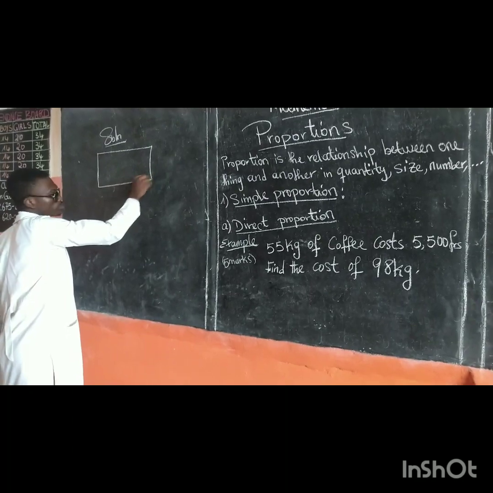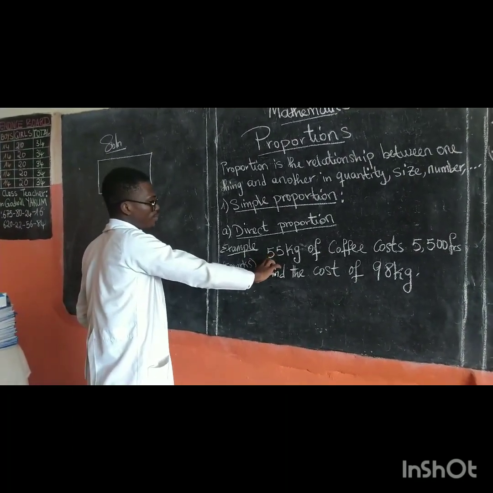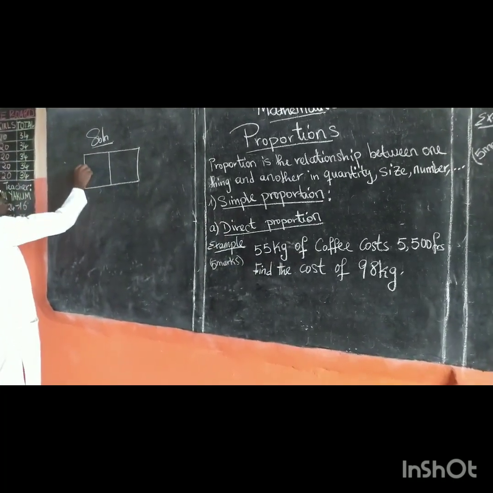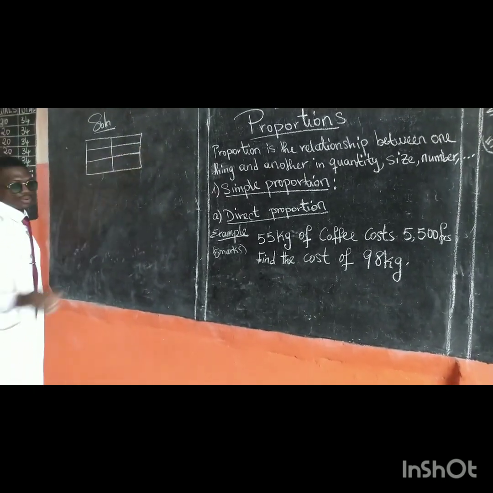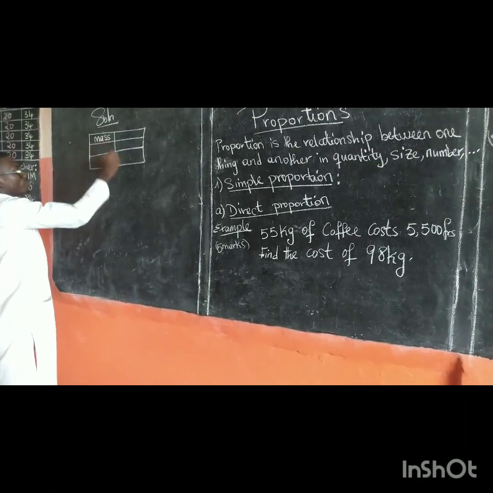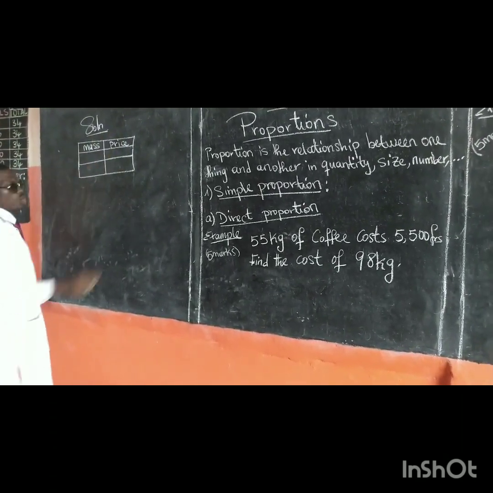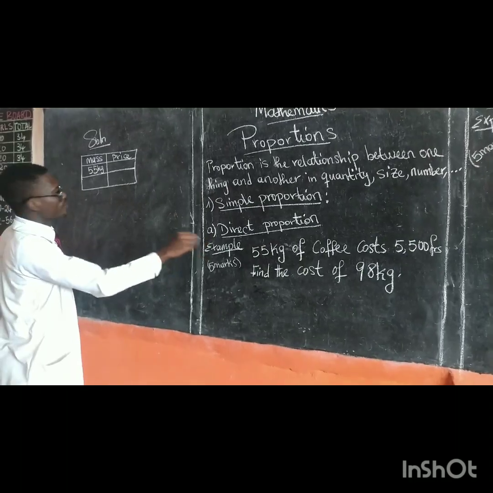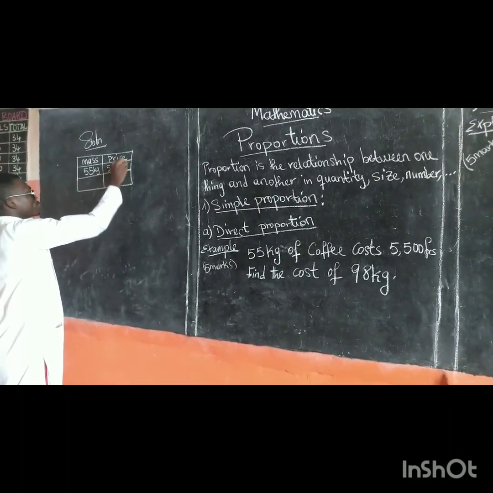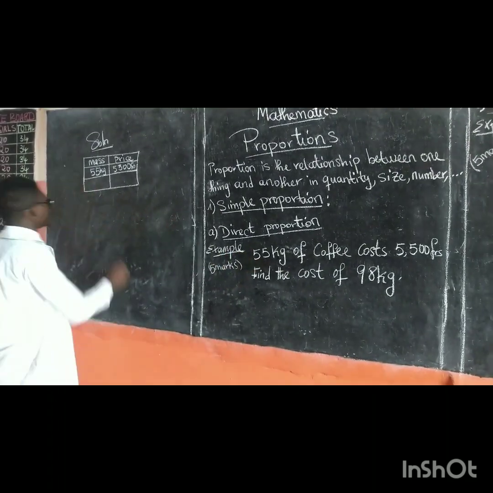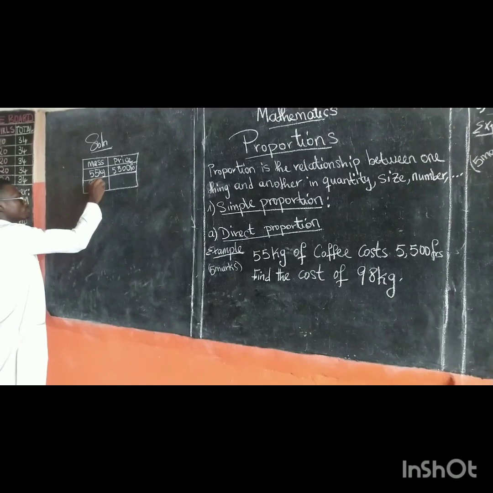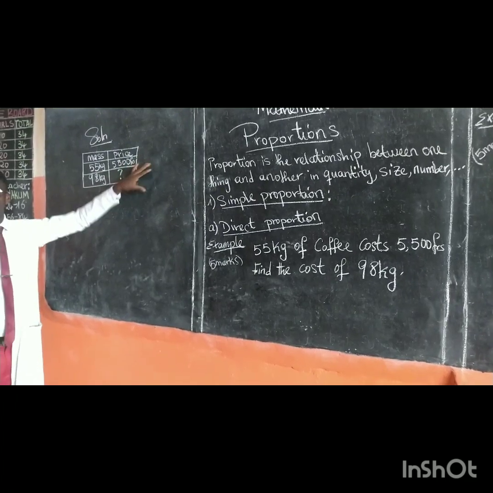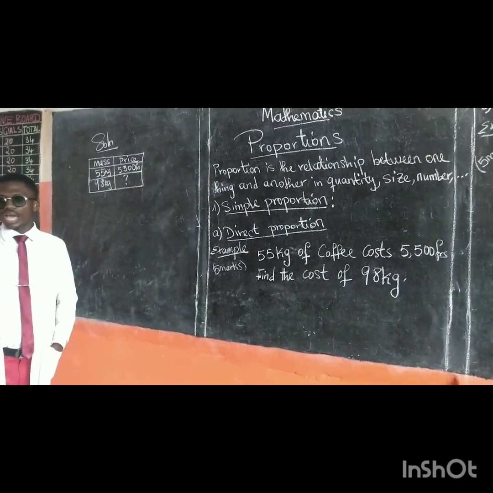This is my table. We have 55 kilograms of coffee costing 5,500 francs. So this is going to be the mass of coffee, and this is going to be the price of coffee. Now, 55 kilograms of coffee cost 5,500 francs. Then find the cost of 98 kilograms. Exactly. When you do this, in the first preliminary certificate, they give you 2 marks. Are you there? Yes, sir.